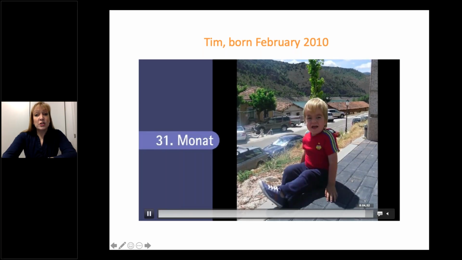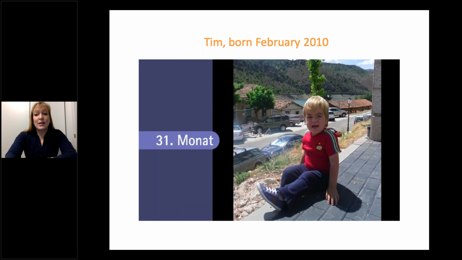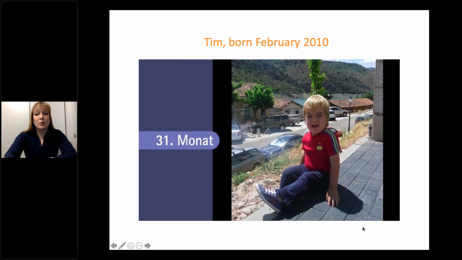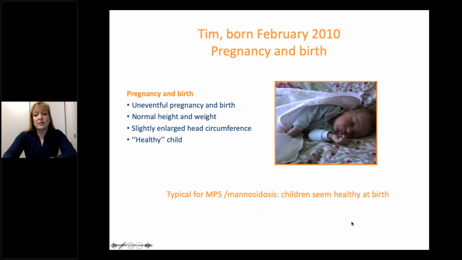And with that picture, I want to stop the video and just summarize for you the signs and symptoms that we had so far. The diagnostic was then done in Germany because there was a geneticist, and also the neuropediatrician knew about the MPS disease and mannosidosis, and the diagnostic was done. So just to summarize, the pregnancy and birth was absolutely normal in that child.